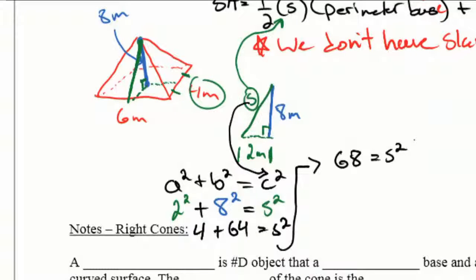Now, 68 isn't a perfect square, so I'm going to take the square root of both sides to give me just s. So that's an important step here. If s is squared, I need to take the square root of it to get it to be just s. Square root of 68 is 8.246.